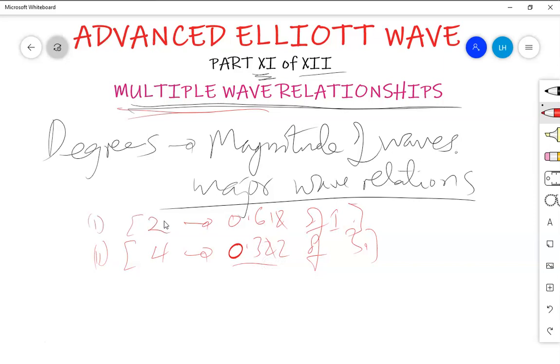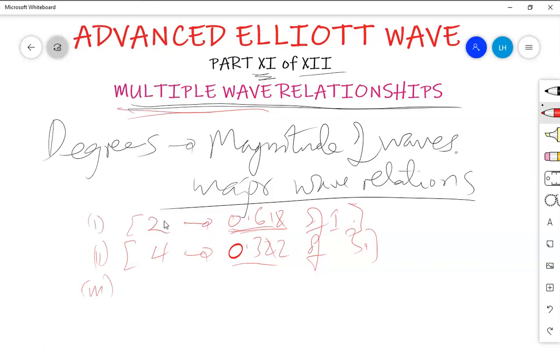We said we can have maybe 0.2 or anything else. Or here in wave number 2, we have this 0.6. This is the golden ratio. But sometimes it can go beyond or it can be below. It can be 0.5 or it can be 0.78 or anything else. But this is the basic one.